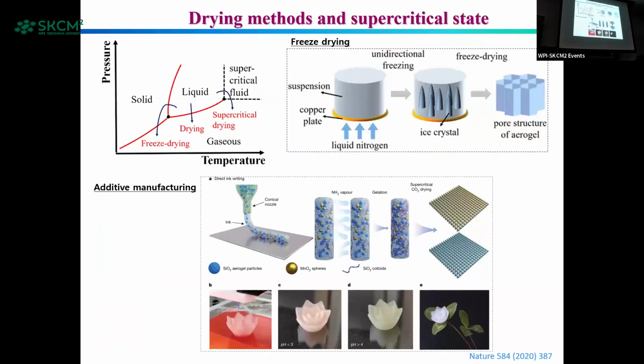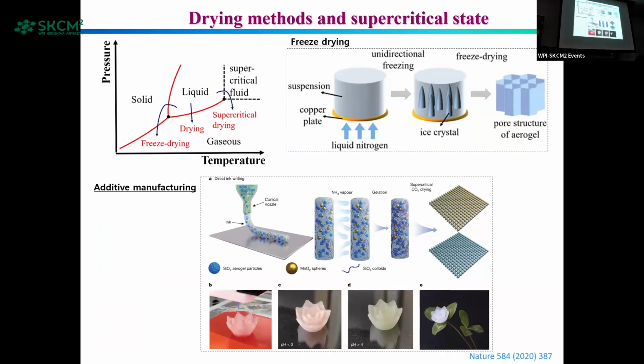Yeah. So another method: when we consider supercritical drying, this is a phase diagram, pressure versus temperature. You have to dry the sample at the supercritical fluid state. So this is the triple point. At the supercritical state, we can remove that fluid easily because the surface tension of that fluid is negligible. So that is the condition.